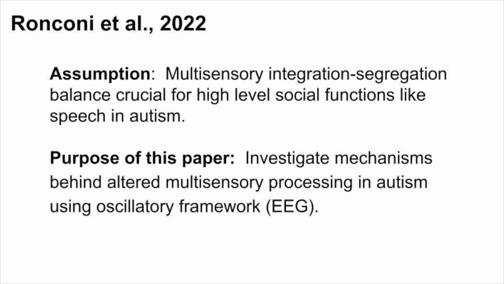This brings us to the discussion of the current study, which starts with the basic assumption that the multisensory integration-segregation balance is crucial for high-level social functions like speech in autism. The study investigated mechanisms behind altered multisensory processing in autism using an oscillatory framework.